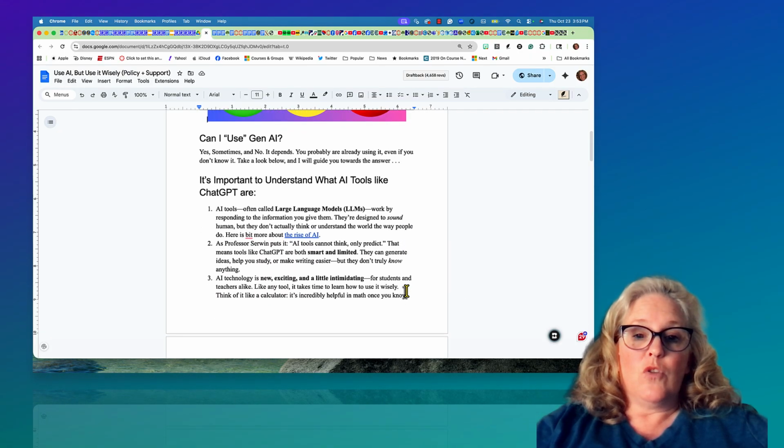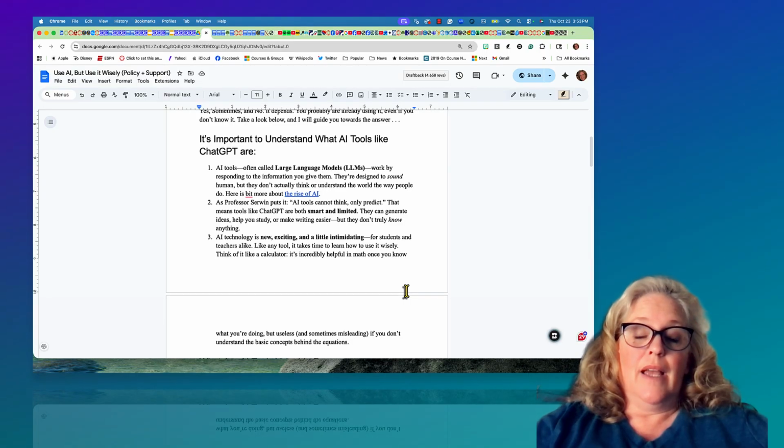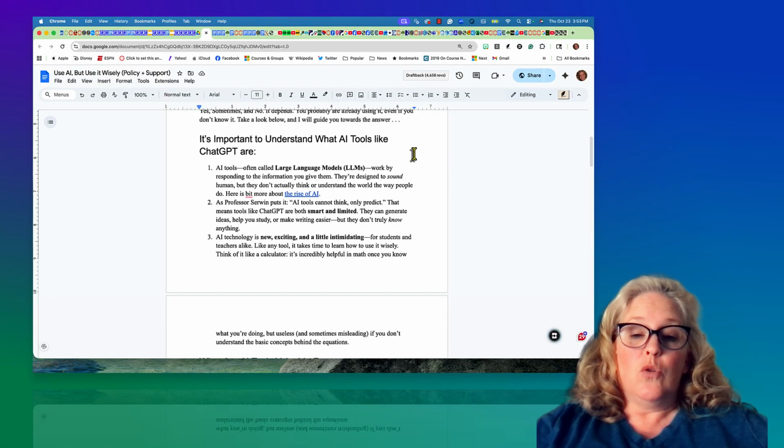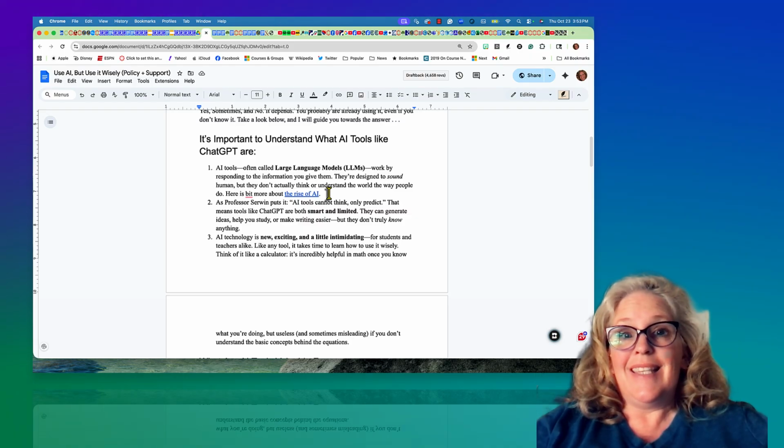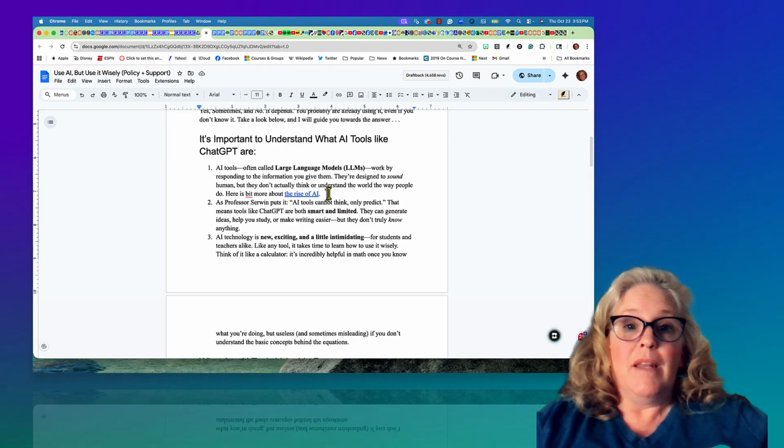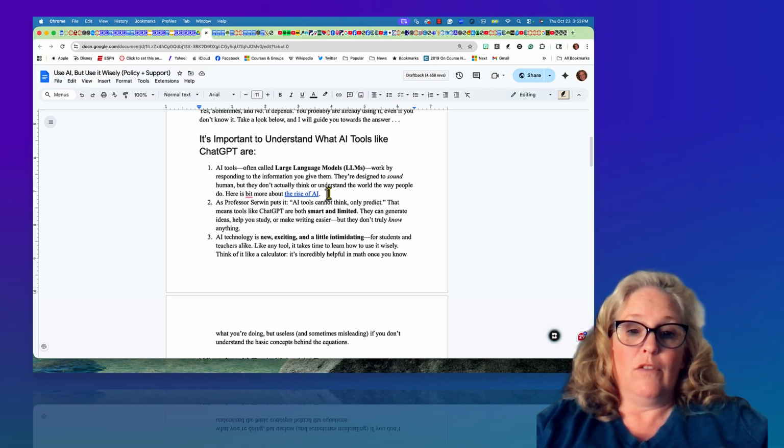So I wanted to first talk about what AI tools like ChatGPT are. These tools, often called large language models or LLMs, work by responding to the information you give them. They're designed to sound human, but they don't actually think or understand the world the way people do. I've given you a little bit more about the rise of AI, so you can take a look at that to see how it has been part of a larger technological revolution.